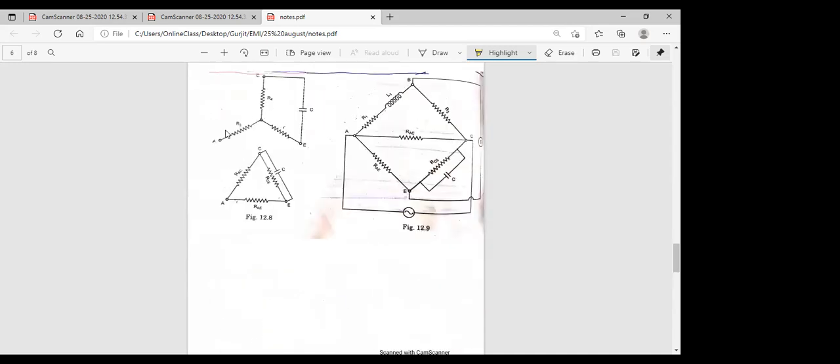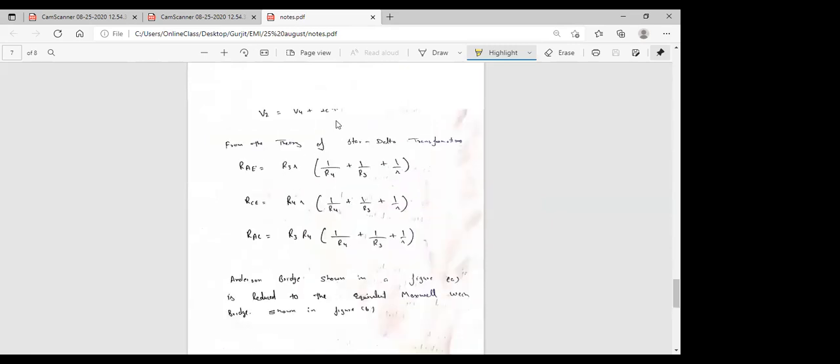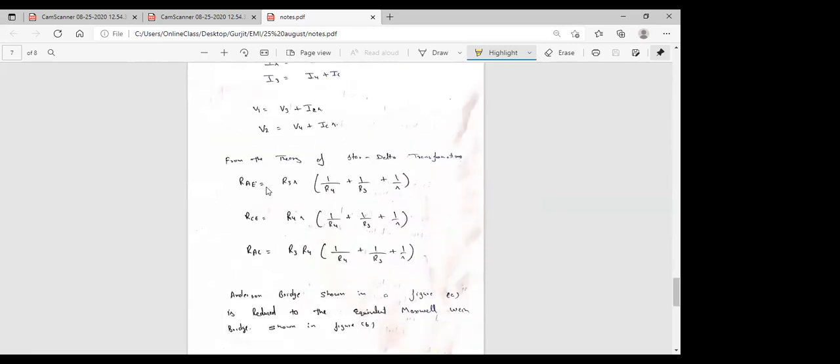We are converting into RAE, from point A to point E. Then we find the value of RAE, RC, and then the CE value. These three resistance values mean this star is converted into this delta connection with the help of this diagram. So RAE is R3 and r.